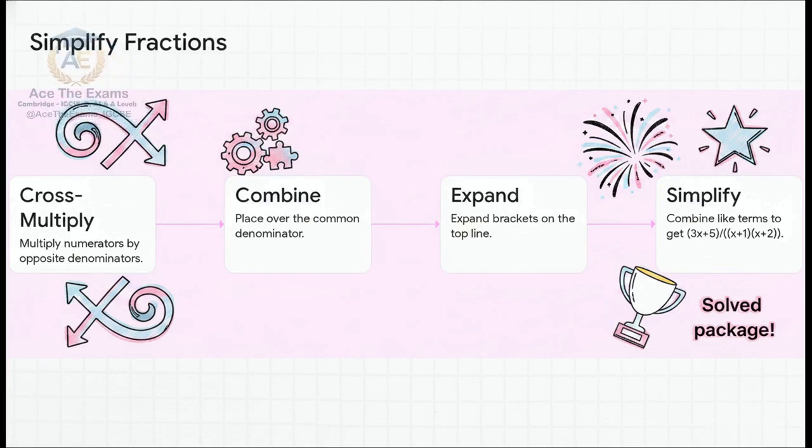Step 4, we combine the like terms on top. 2x plus x is 3x, and 4 plus 1 is 5, giving us a final, highly satisfying full marks answer of 3x plus 5 all over our common denominator of x plus 1 times x plus 2. Look at that. We've condensed a chaotic, messy problem into a neat, perfectly solved package.